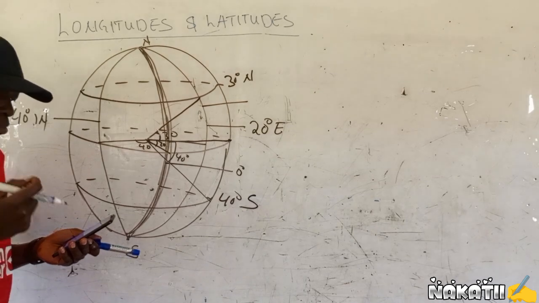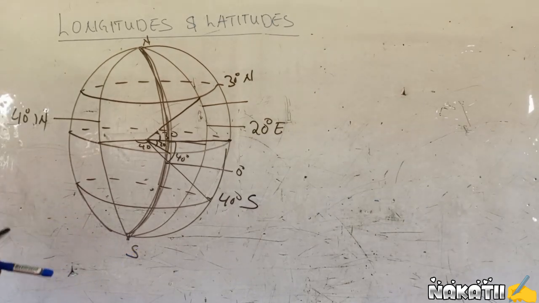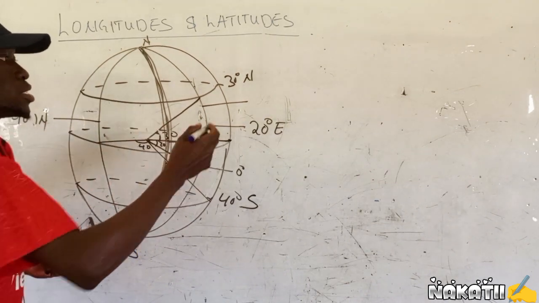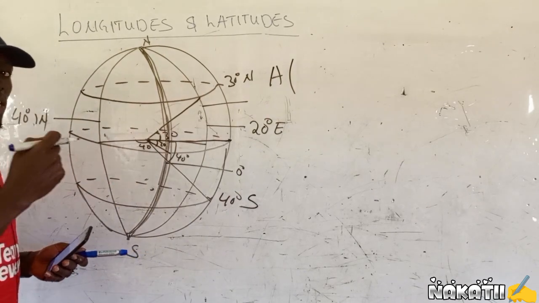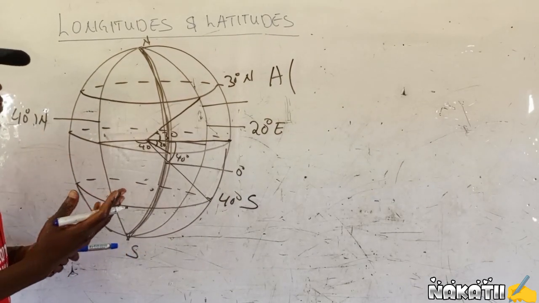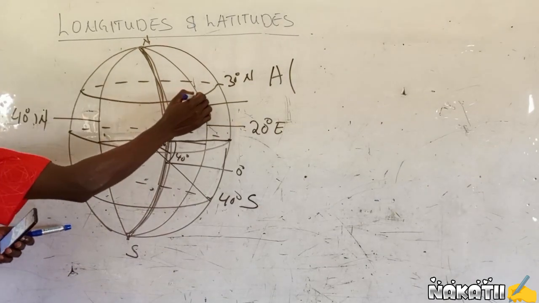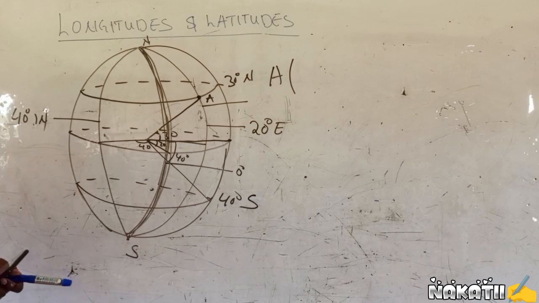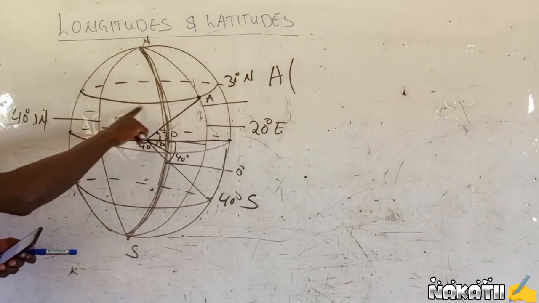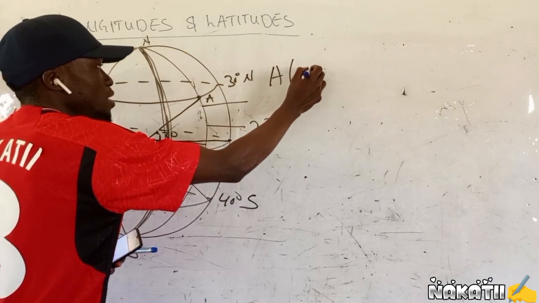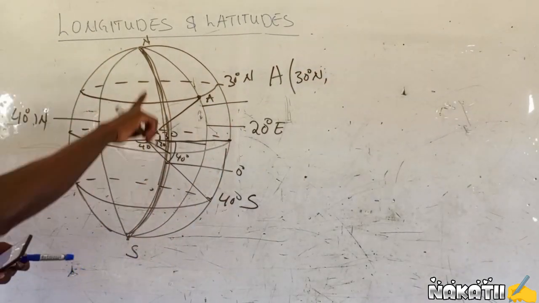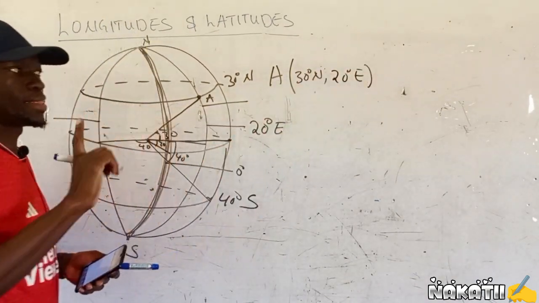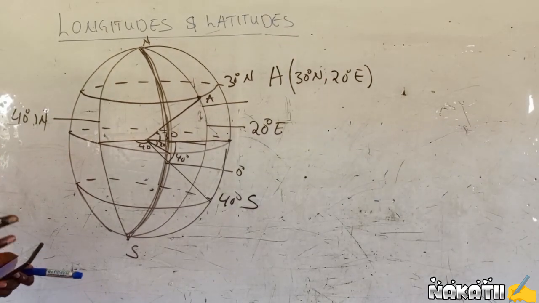Then we come to the position of a point on the surface of the Earth. If you're told to give the position of a point on the surface of the Earth, we always state it using latitude and longitude. You start with the latitude, then a comma, then the longitude angle. For example, if point A is here, and I'm told to give the position of A, I will state the latitude angle. That point is on 30 degrees north, that is the latitude angle. Then you state the longitude angle. It is on 20 degrees east. And that is how you give the position of a point on the Earth's surface.